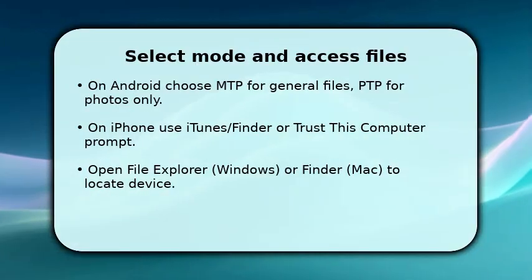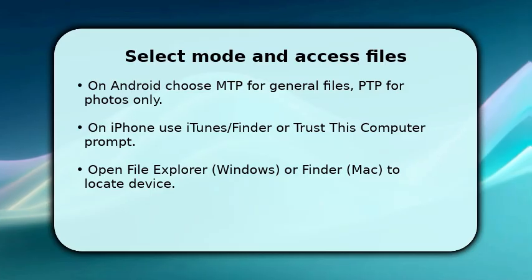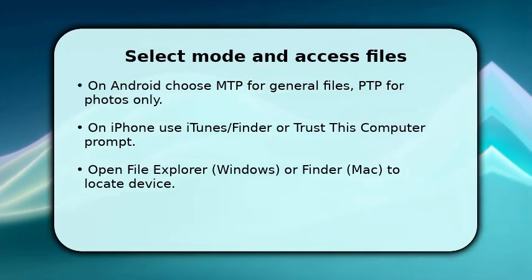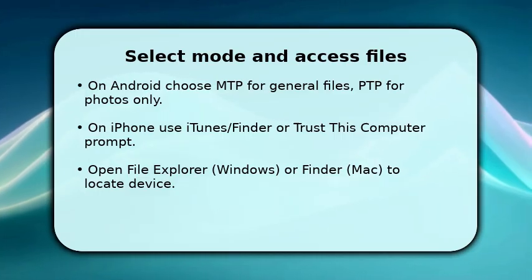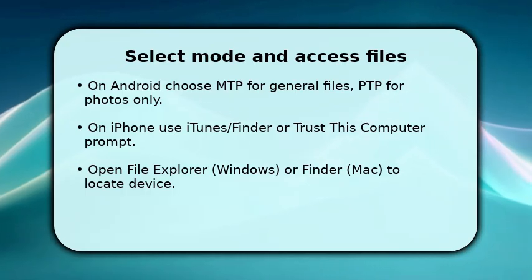Once you set the phone to File Transfer mode, open File Explorer on Windows or Finder on Mac. The device appears as a removable drive or under Locations. Navigate internal storage and the DCIM folder to copy photos or create folders for documents. Drag and drop files to transfer, or use copy-paste for large batches.